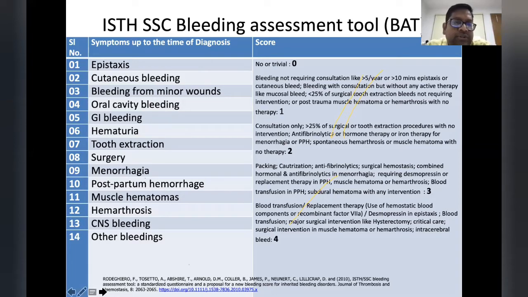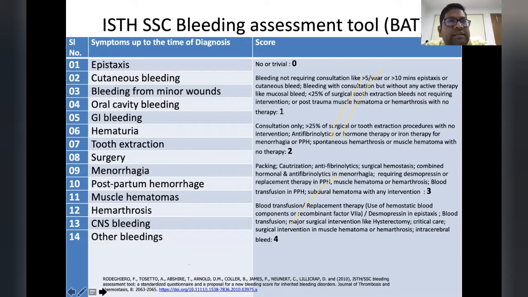And what are those 14 questions that are asked whenever you have a bleeding patient? Epistaxis, number 1. Number 2, cutaneous bleeding, bleeding from minor wounds, oral cavity bleeding, GI bleeding, hematuria, tooth extraction, surgery, menorrhagia, PPH, muscle hematoma, hemarthrosis, CNS bleeding, and any other bleeding manifestations. If bleeding is absent or trivial, it is 0. If it does not require consultation, but there are more than 5 episodes in a year or more than 10 minutes of epistaxis, something like that, you can score it 1.